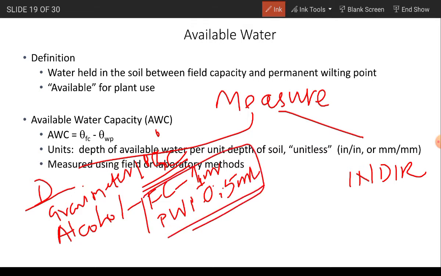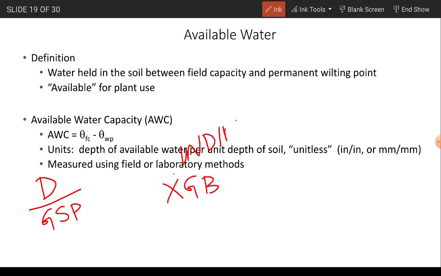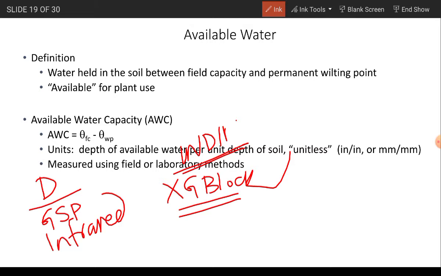Similarly, there are other direct methods, which are the gypsum suction plug. Not gypsum blocks. Gypsum blocks are an indirect method, but the gypsum suction plug is a direct method. And then another direct method is the infrared balance.